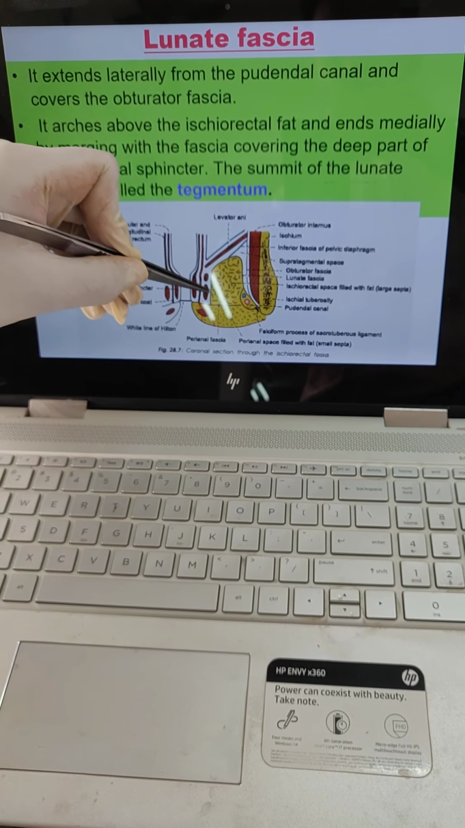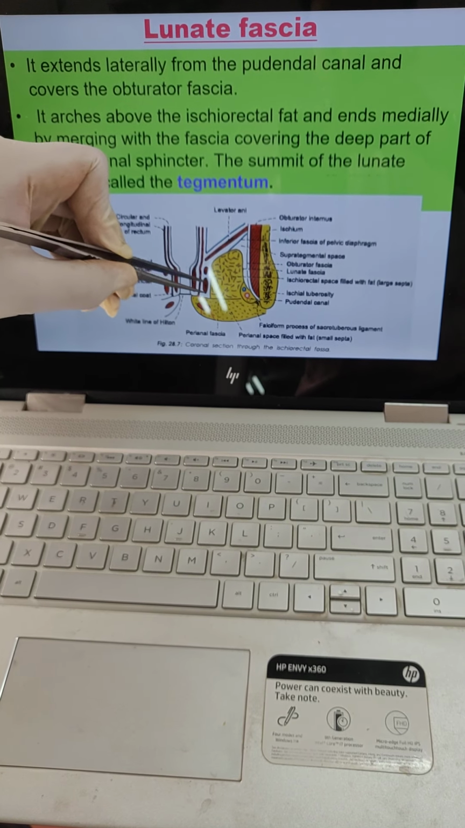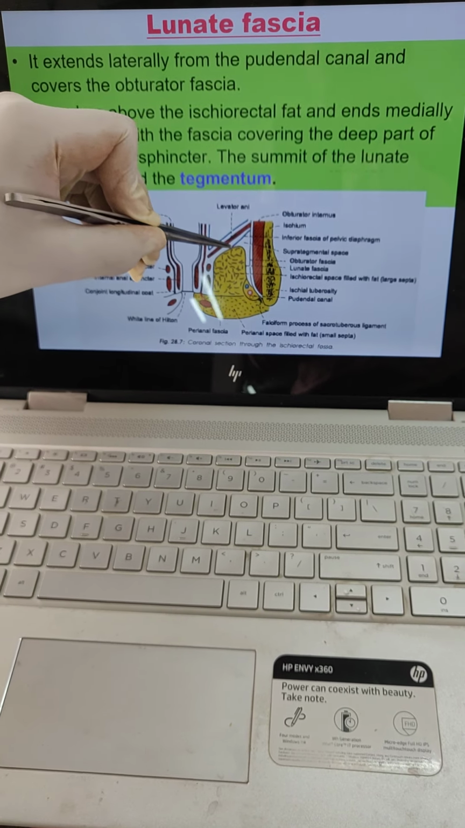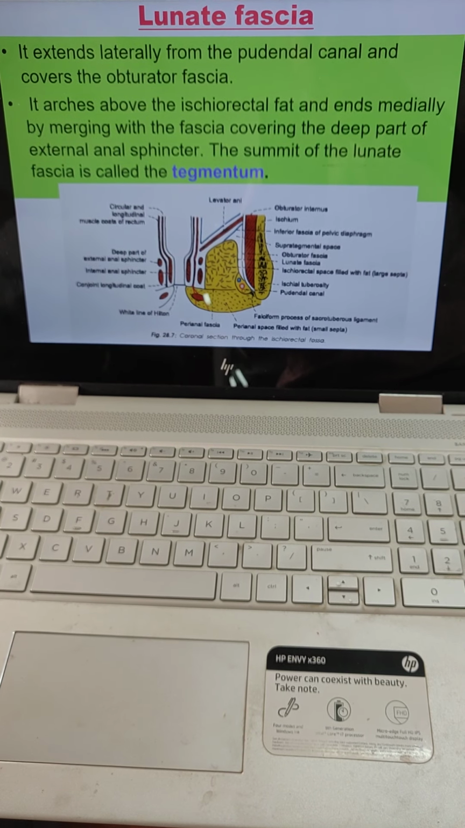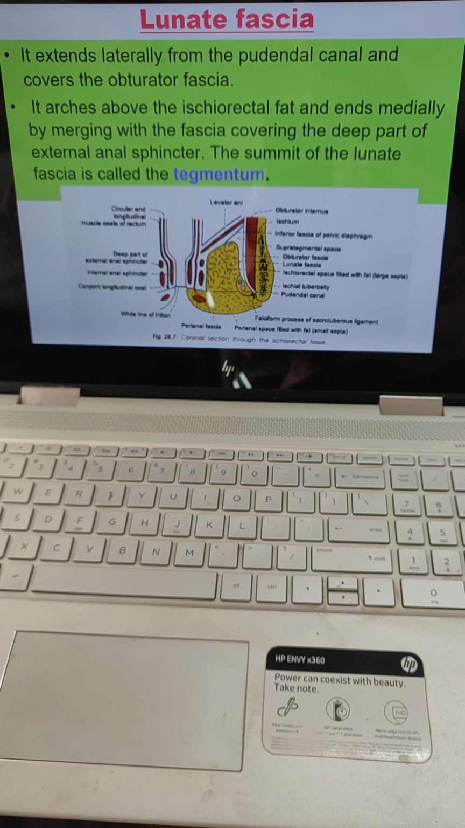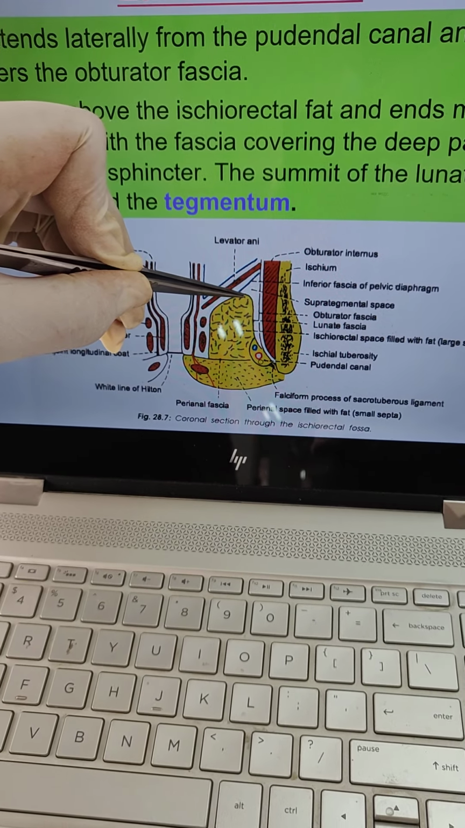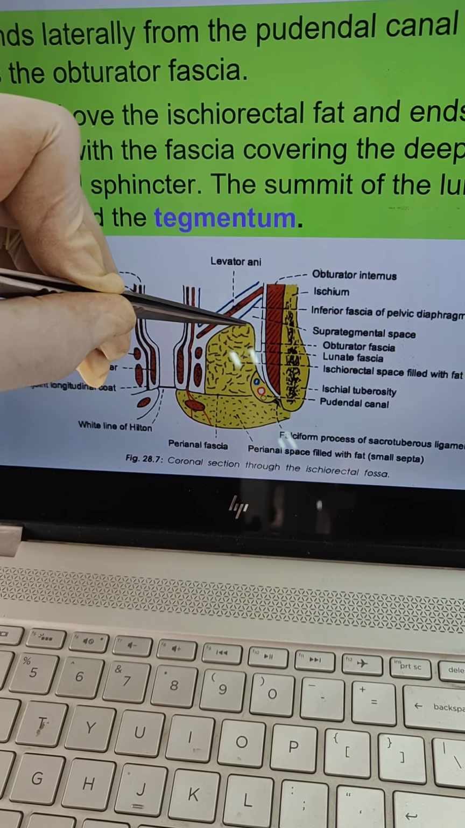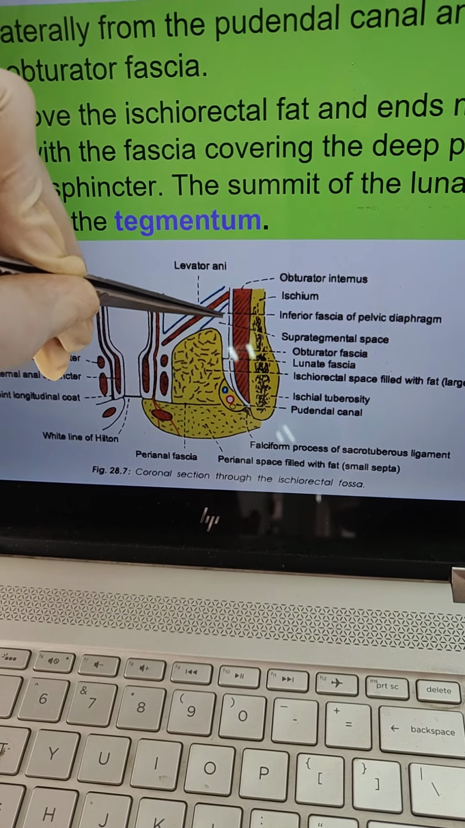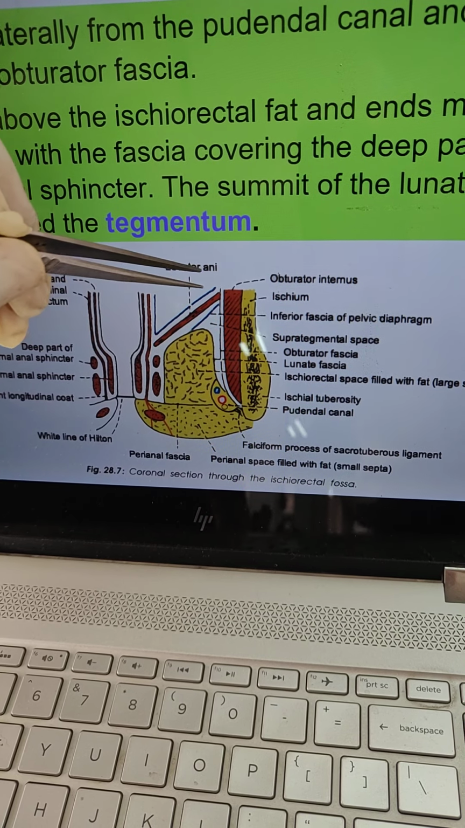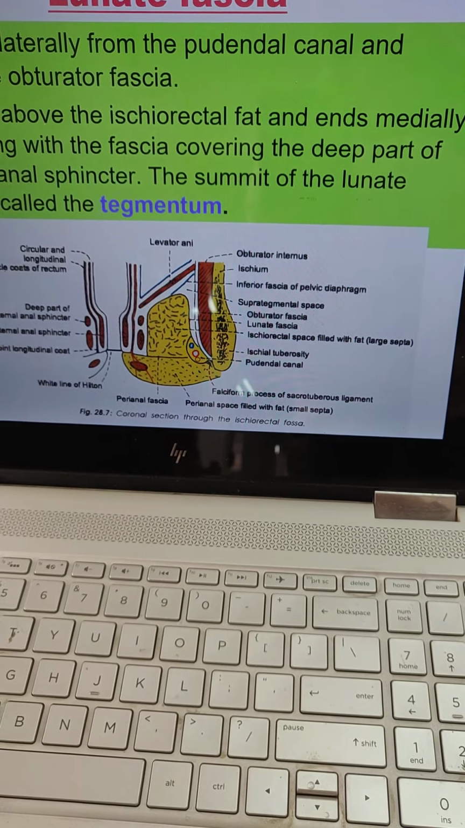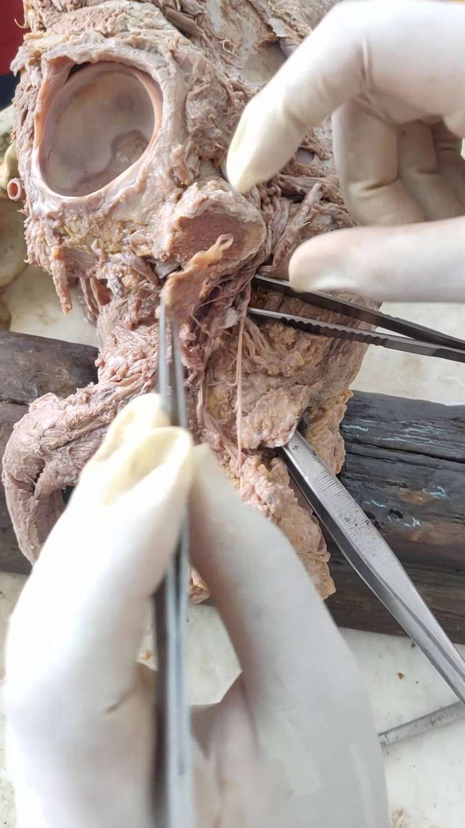Here you can see this fascia covering the external anal sphincter. So it is merged with the fascia covering the deep part of the external anal sphincter, and the summit, the most upper part of the lunate fascia, is called the tegmentum. The upper part of it is called the supratегmental space.